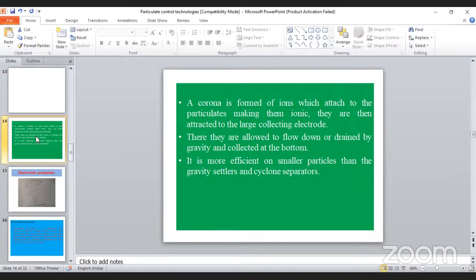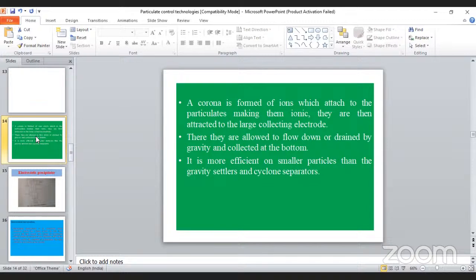It is more efficient on smaller particles than the gravity settler and the cyclone separators. I think I told you or not, I don't know. The particles of size 1 micron to 40 micron. The particle size of what particulate matter size? 10 millimeter to 0.1 millimeter.